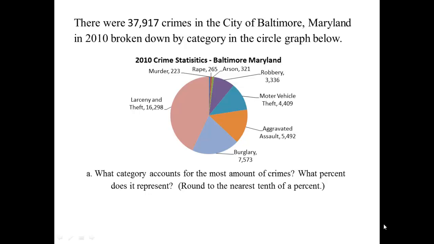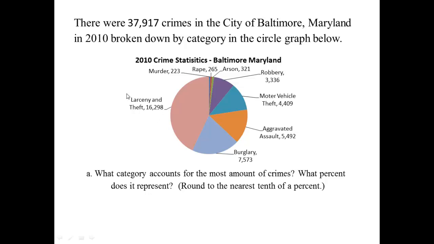There were 37,917 crimes in the city of Baltimore, Maryland in 2010. This chart shows this broken down by category in the circle graph below. What category accounts for the most amount of crimes?